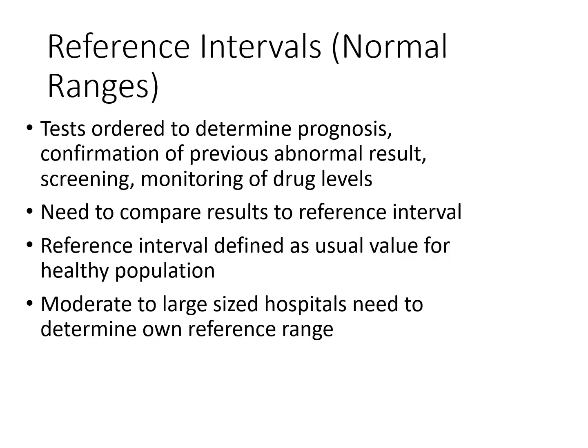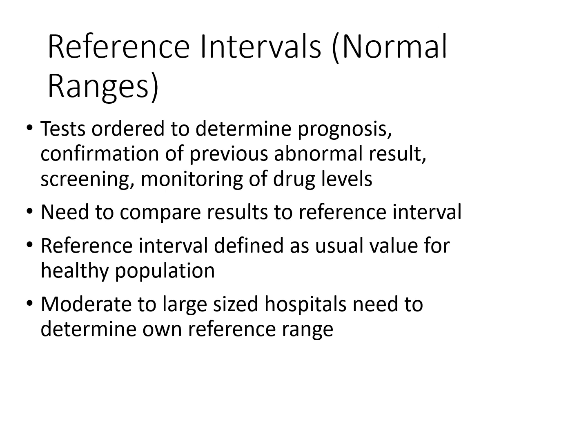So each analyte that we measure in the laboratory has a reference interval. Sometimes we call it a reference range. The older terminology was normal range. Tests are ordered to determine prognosis, confirmation of a previous result, abnormal results, screening, and possibly monitoring of a therapeutic drug level. So the values that we provide to physicians assist in diagnosis of the issue with the patient. So we compare results to a reference interval.